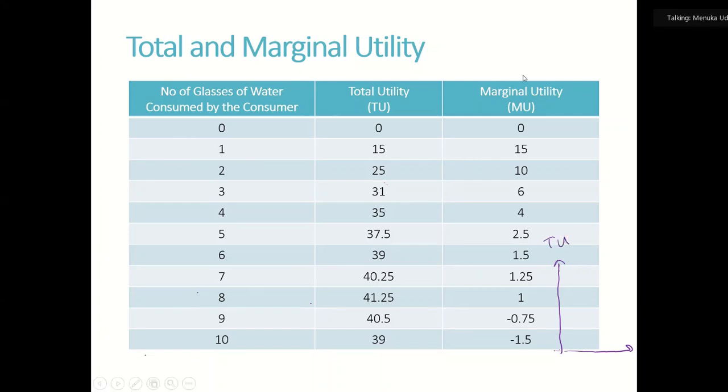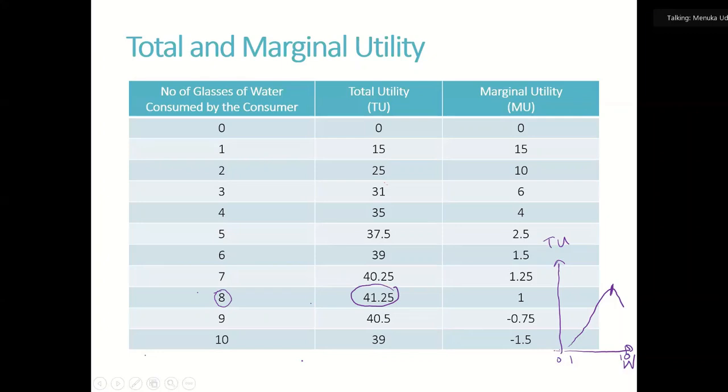I'm going to plot the total utility against the number of water glasses, right? We start at 0, 1, 2, like this, we go all the way to 10. What would happen to total utility? You can see that total utility gradually increases, comes to a maximum, and then decreases, right? Your total utility increases. Once you drink the 8th glass, your utility maximizes at 41.45. That's the maximum utility.